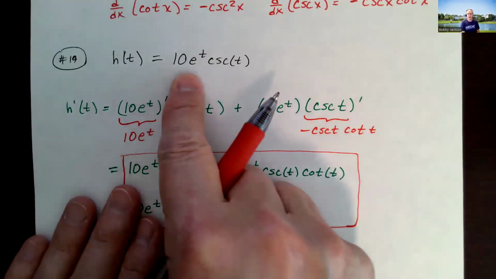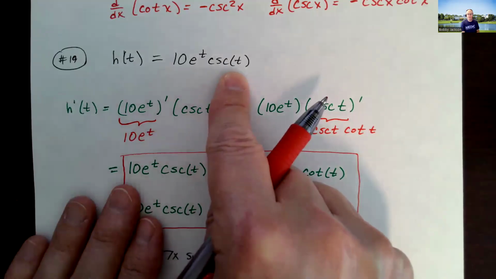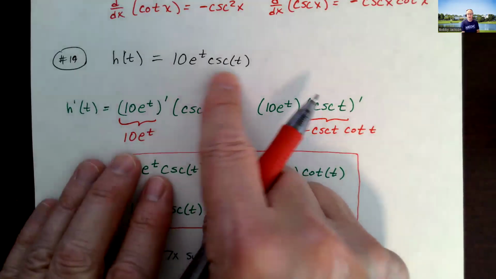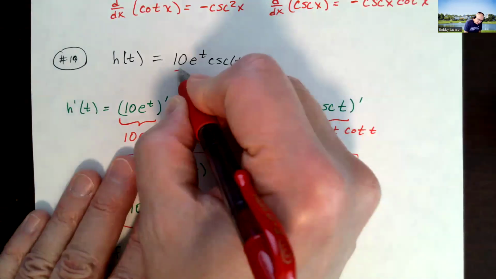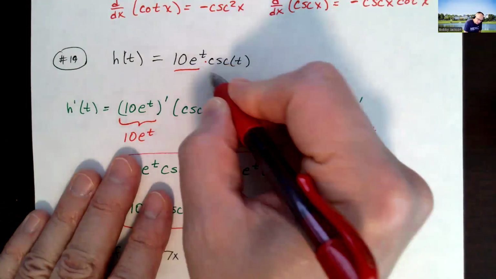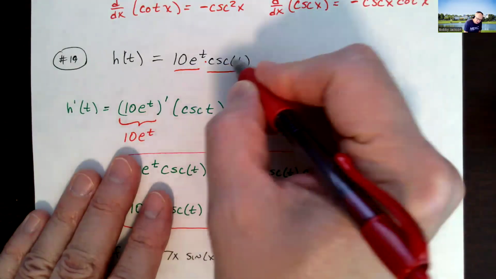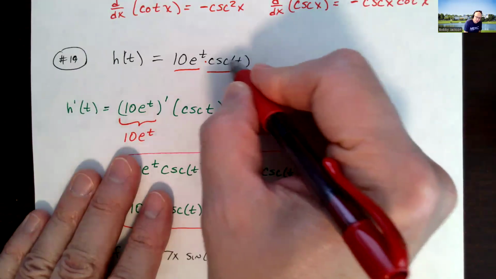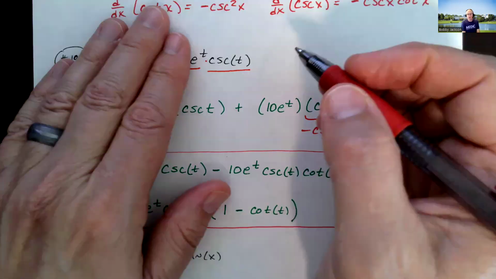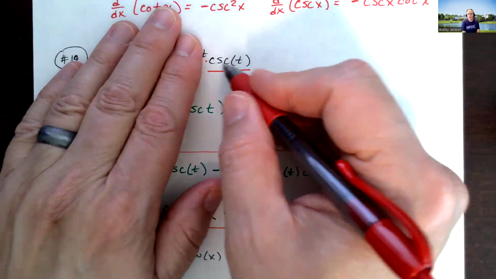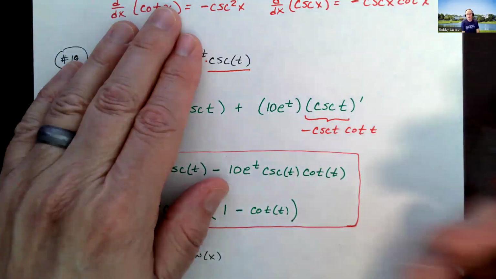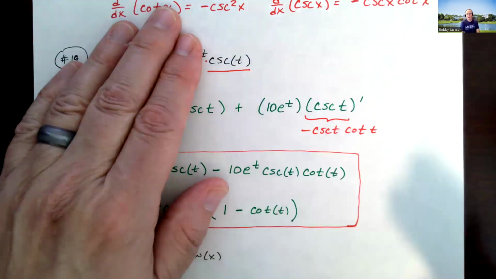H of t is 10 e to the t cosecant of t. So the function of t, notice I've got a product. I've got 10 e to the t. This is multiplication going on here. Cosecant of t. Remember, cosecant of t, that's not a product. That's a composition, right? It's really a function, plugging t into the cosecant function. So it's not cosecant times t.